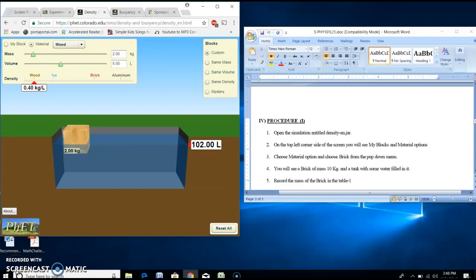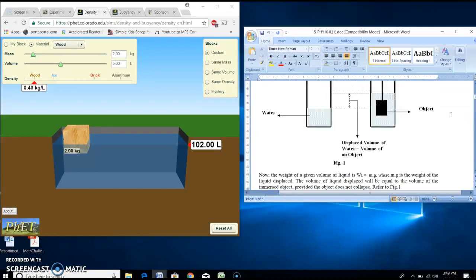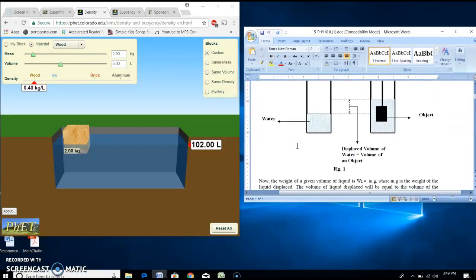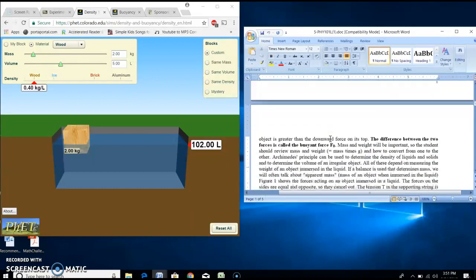This is for experiment 5. I can show you that this is the handout, and it's the experiment on buoyancy and Archimedes' principle. I open the Word file on the side and the density.jar on the left side, and then we go to the procedure.